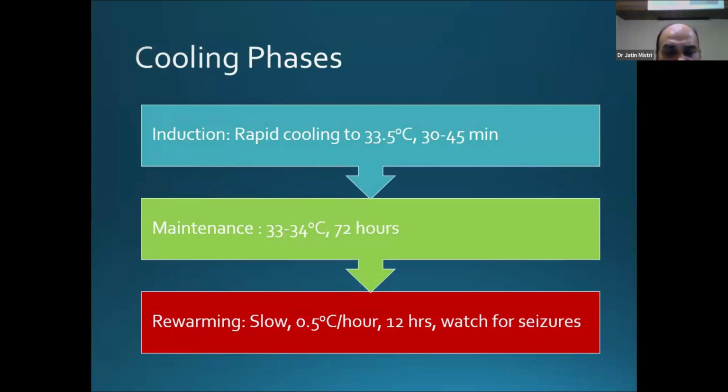Then there is a maintenance phase, which is 33 to 34 degrees, which can last for 72 hours. And there is a slow rewarming. So you gradually rewarm 0.5 degrees per hour, and you can go for 12 hours, and you can watch out for seizures during this phase. Okay, so cooling is conducted in 3 phases, which we need to know about.